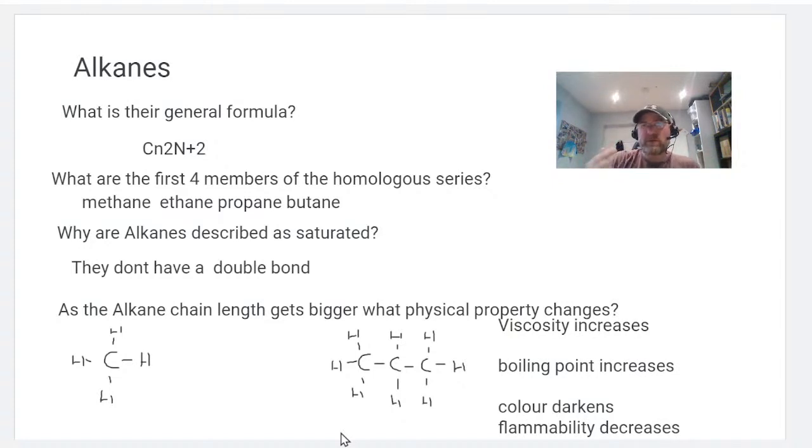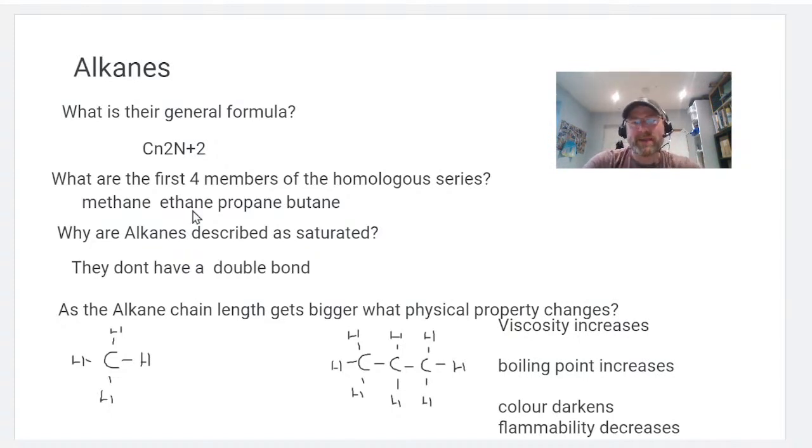Once you get above butane, butane is still a gas. Propane and butane are better fuels because they're not quite as flammable as methane. But once you get to pentane, hexane, heptane, which is the one with 7, then they become liquids, and later on they become solids.